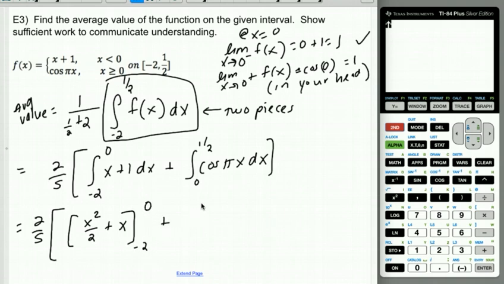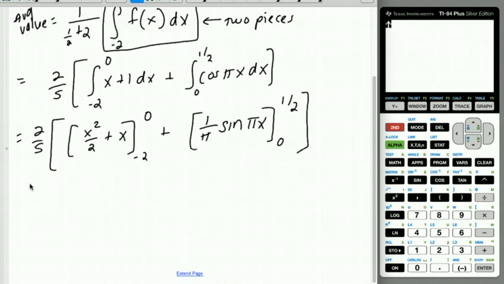Plus, now when I integrate cosine of pi x, if I were differentiating cosine of pi x, every time I differentiate, I would have to multiply by pi because of the chain rule. Because I'm integrating, I'm going to have to divide by pi. The other way to think about that is that you could use U-substitution for this. It is U-substitution, but it's a really simple case that a lot of times we just do in our head. So I'm going to get 1 over pi times sine pi x. And that's what I'm going to plug in, right? So I'm going to get a 2/5 in front of this entire ugly monstrosity. When I plug in 0, I'm going to get 0 plus 0, right? Minus, when I plug in negative 2, I'm going to get 4 over 2.